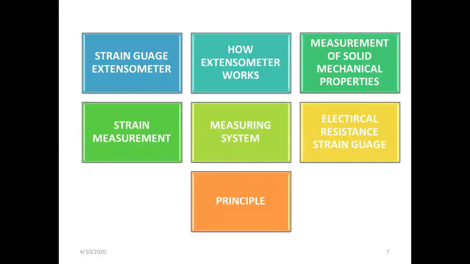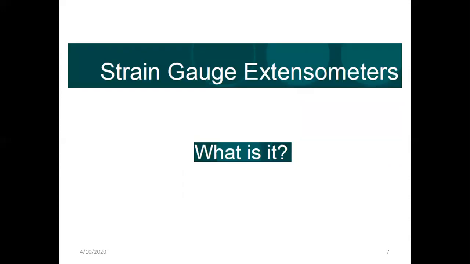Now we will study the strain gauge extensometer: how an extensometer works, measurement of solid mechanical properties, strain measurement, measuring systems, electrical strain gauges, and the principle involved in it. So, first of all, the strain gauge extensometer. We need to understand Hooke's law. What is Hooke's law? It states that within the elastic limit, when a force is applied on a body, the stress produced in the body is directly proportional to the corresponding strain developed in it.